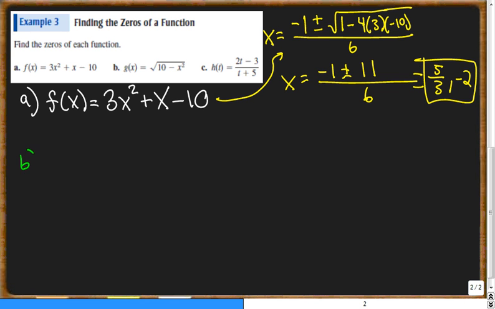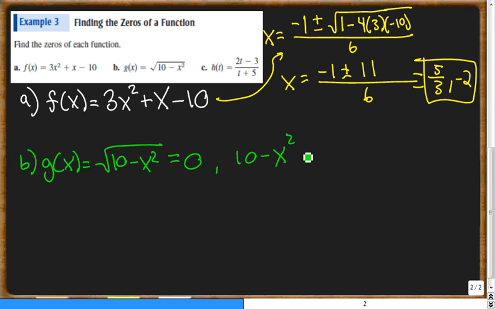For b, we end up with g of x equaling the square root of 10 minus x squared. There's just one term that has an x in it, so it's going to be very useful to us to just simply solve it. If we square both sides, we're going to get 10 minus x squared equals 0. And from there you get x squared to equal 10. So x would be positive or negative square root of 10.